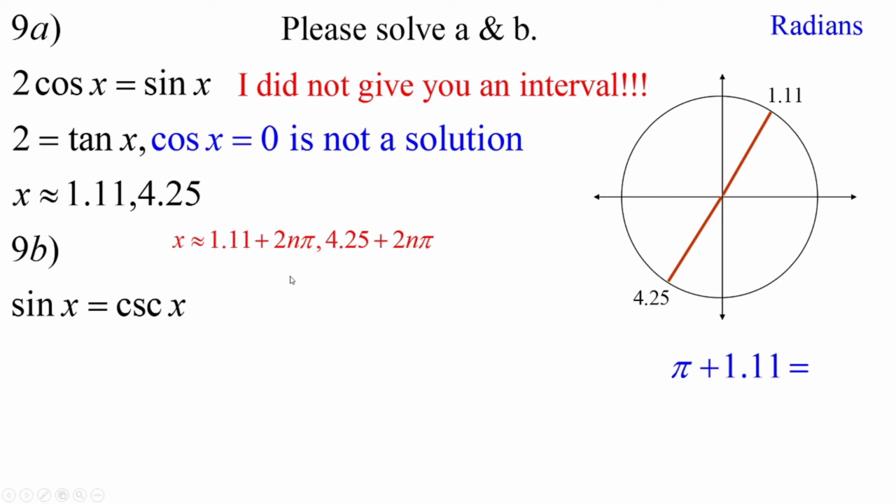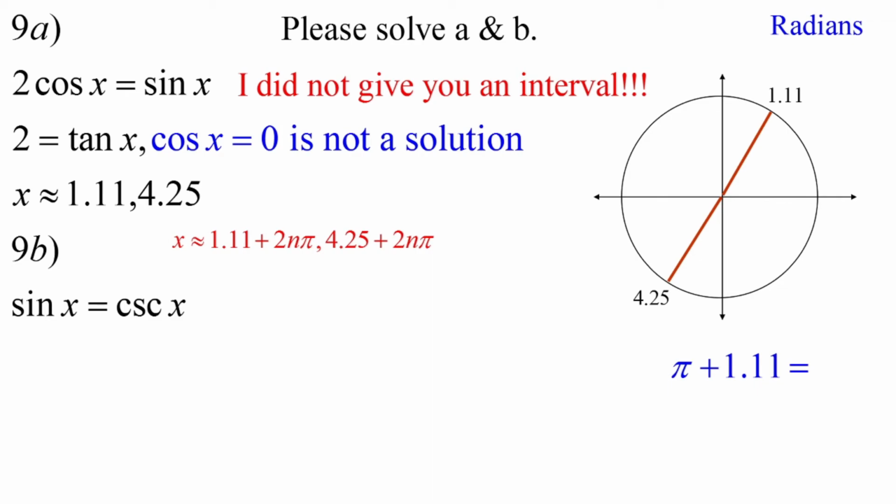All right. Now let's go to 9b. Sine of x equals cosecant of x. When do those two functions equal each other? If you could visualize those graphs right now, you could answer this question. And I believe, let's see, picture sine. I think it's like pi over 2 and then 3 pi over 2, but that's just me visualizing.